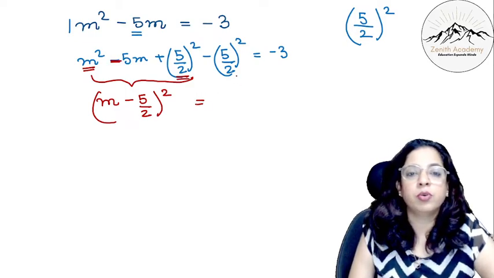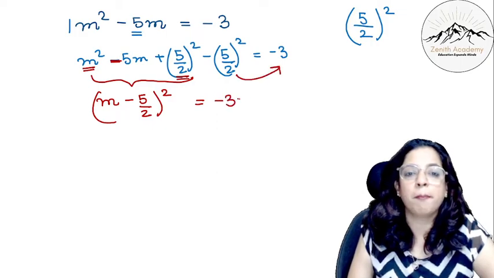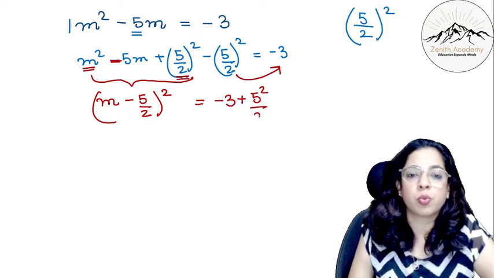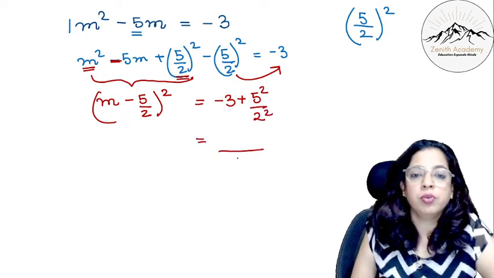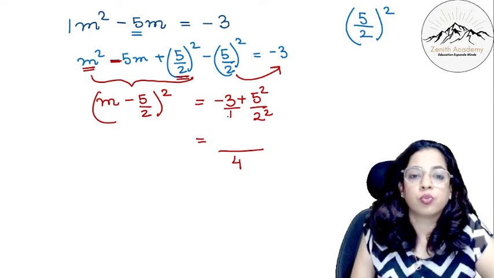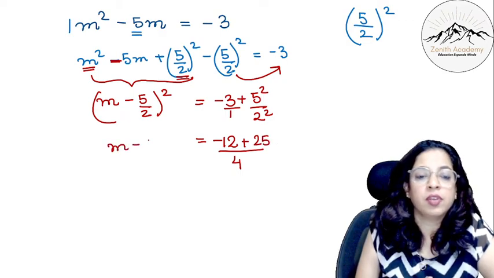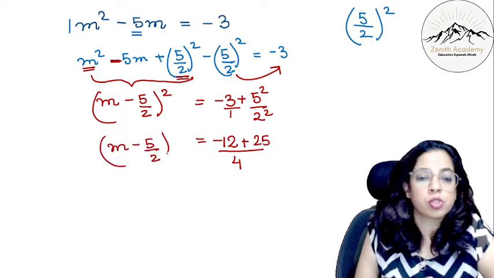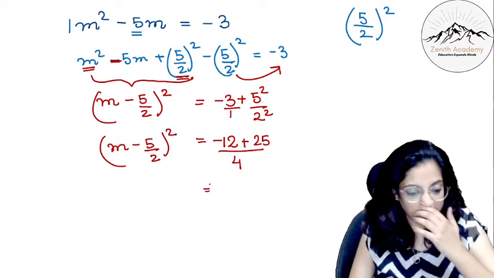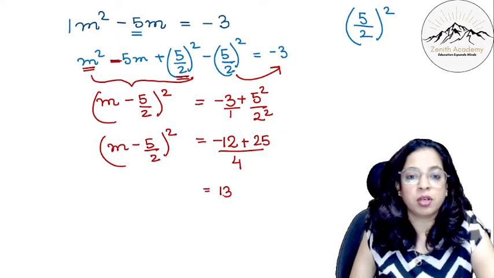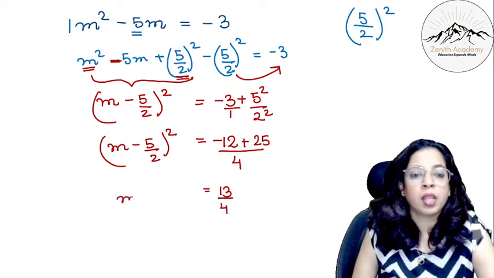So this will be equal to, take this on the other side, it will be minus 3 plus 5 square by 2 square. So it is equal to 4. So if it is 1 here, 1 fours are 4, so minus 3 into 4 is minus 12. So minus 12 plus 25 you will get here, and here you will get m minus 5 by 2 whole square. So minus 12 plus 25 is equal to 13, so this will be 13 by 4 and m minus 5 by 2 whole square here.